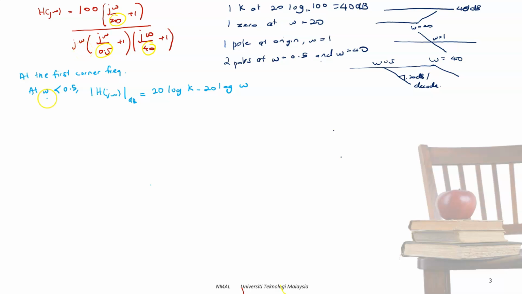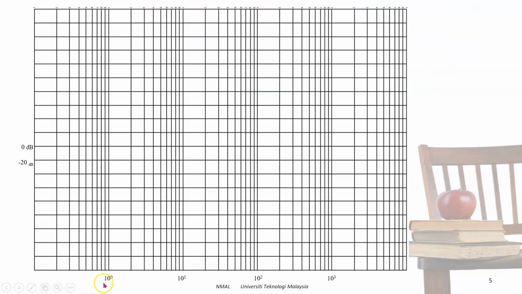So when omega is less than 0.5, let's say we want to start the semi-log graph at omega equal to 0.1. Okay, so remember when we have this Bode plot, let's say this is 10 to the power of 0, so this is 1.